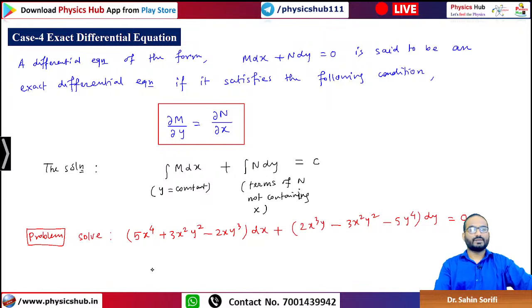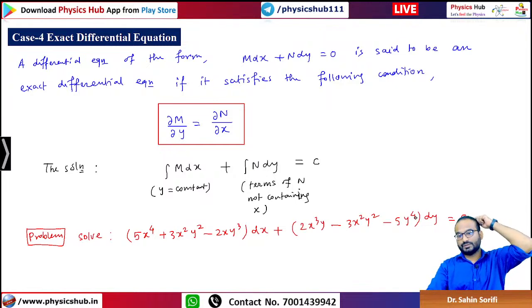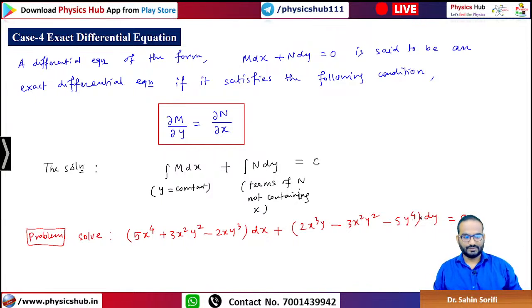Once you are confirmed with that, you can write the solution directly in this form. In the first integral of M dx, you will treat y to be constant, so that will be used while doing the integration. And when you write N, you will consider those terms only which do not contain x. So 2x cube y, it is containing x, so you will not take this term. 3x square y square, this is also containing x, so you will not consider this term. 5y to the power 4, this is the term which does not have x, so you will only consider this term. Am I clear?